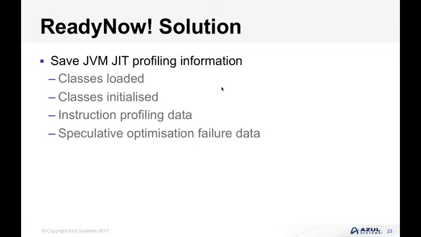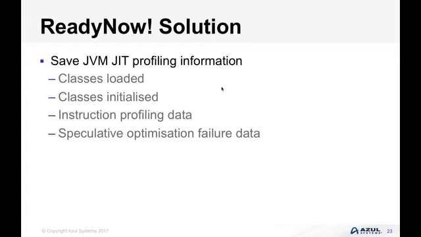And there are really kind of 4 things which get saved there. One is which classes are loaded. Second thing is which of those classes are initialized. There's some instruction profiling data, which is things like which methods have thrown a null pointer exception, various things where you've got exceptions or things like that. And then there's information about which speculative optimizations didn't work. So things that had been tried by the compiler but had to be backed out. By saving this information, we can then use it again when the application restarts.